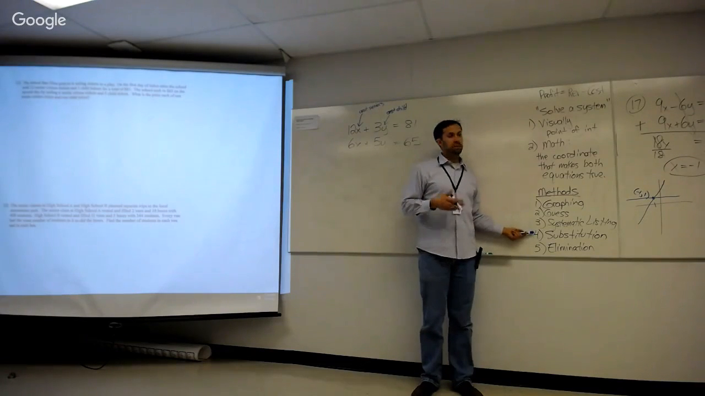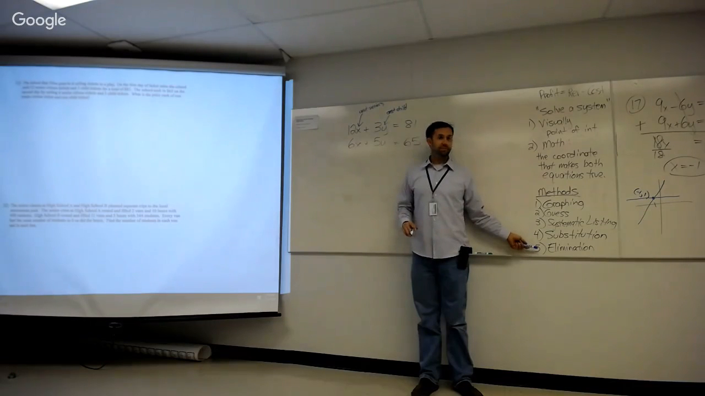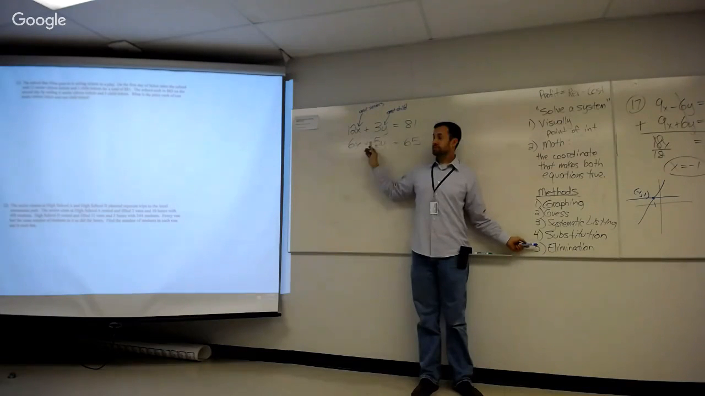We could do substitution, although to do substitution, you'd have to solve for x equals or y equals, so that might not be very convenient. Or we could do elimination. And maybe elimination would be our best bet. Which of these variables could we easily eliminate? X, right? Because this one's already a positive 12x. Can we turn that into a negative 12x?